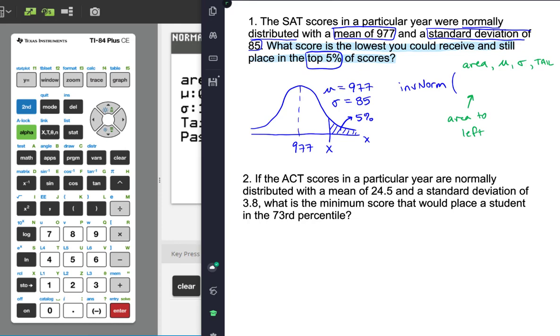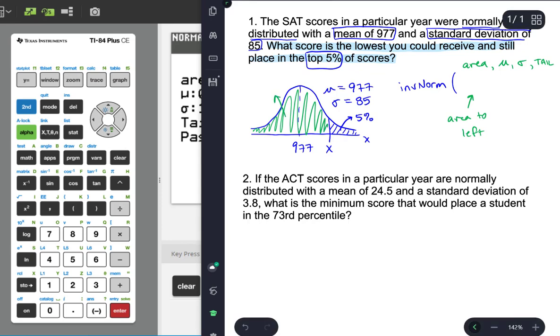But let's see how we would do this in general. Now, if you're using the earlier model 84s that doesn't have the tail, we need the area to the left of the x value that we want. Well, this 5% is on the right side of the x value. So this area down here is the area to the left. And if 5% is to the left of that value, there's going to be 95% to the right, because it's got to add up to 100%. So this value would be 0.95, and then the mean is 977, and the standard deviation is 85.